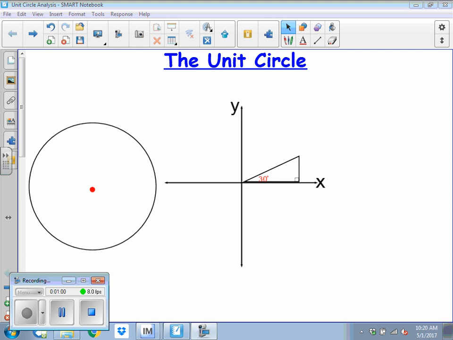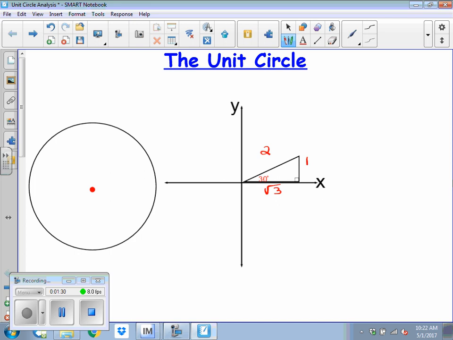Correct? Across from the 30 is always the 1. So we have 1, 2, square root of 3. So across from the 30 is 1. Where does the 2 go? The hypotenuse. And square root of 3 is across from the 60. Correct? So that's our ratios for a 30, 60, 90.